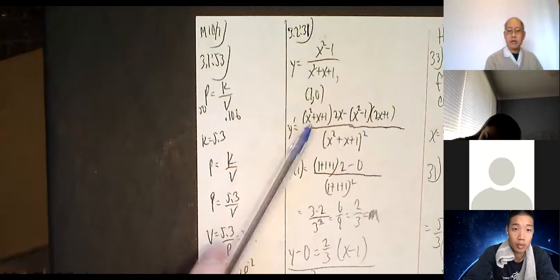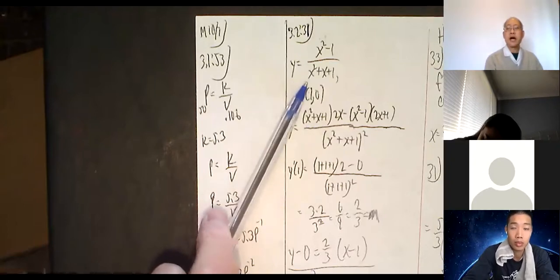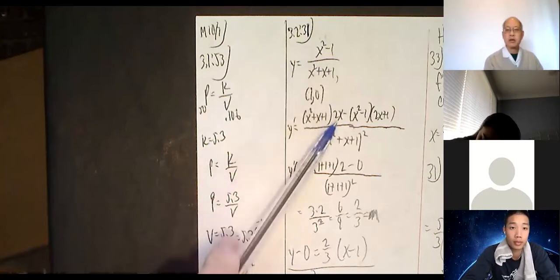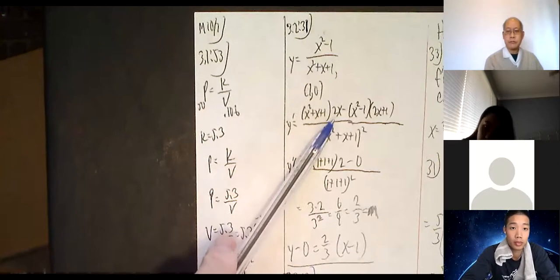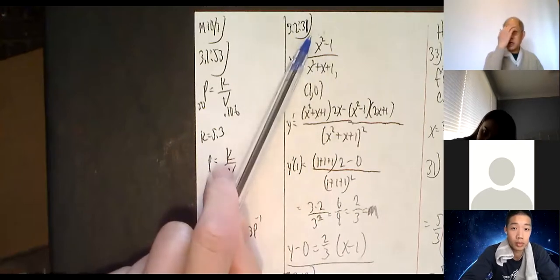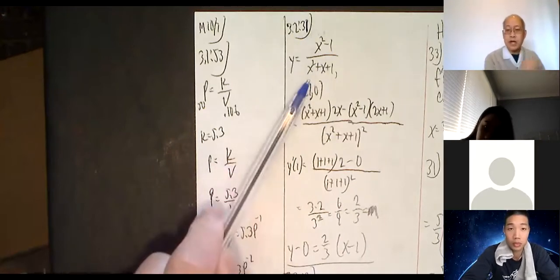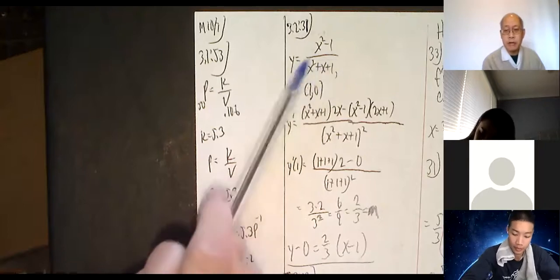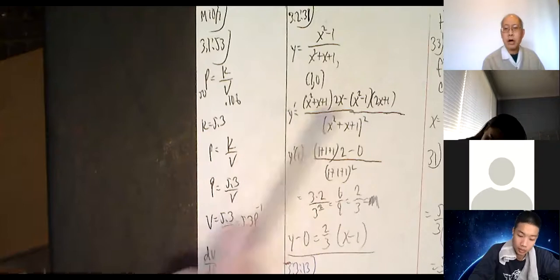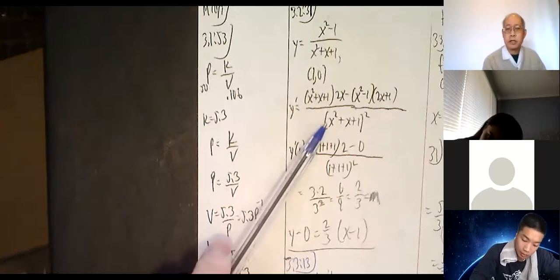Denominator, x squared plus x plus 1, times the derivative of the numerator. What's the derivative of x squared minus 1? 2x. Minus the numerator, x squared minus 1, times the derivative of the denominator. So what's the derivative of the denominator? 2x plus 1. All over the denominator squared.